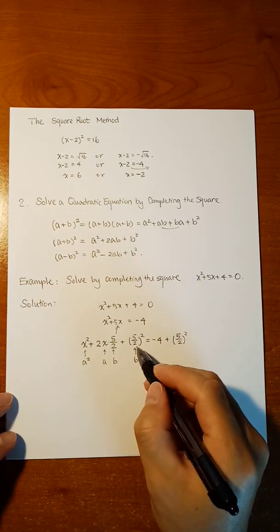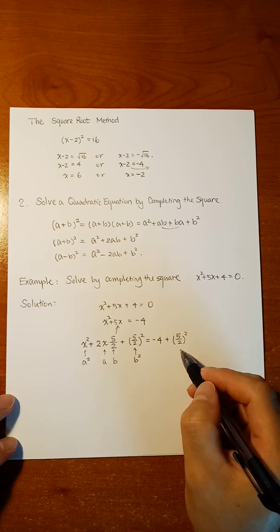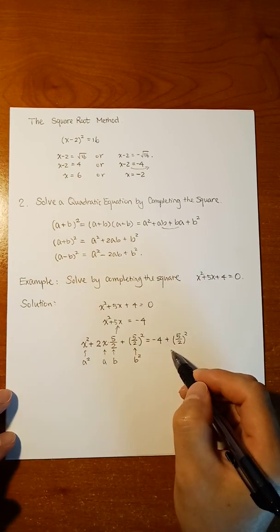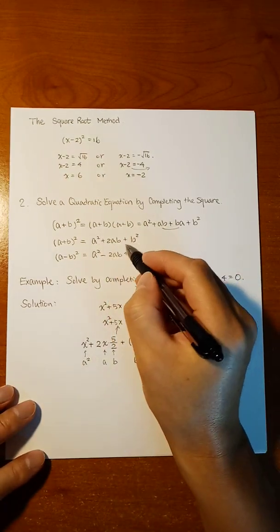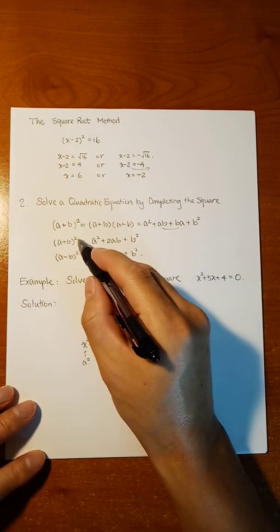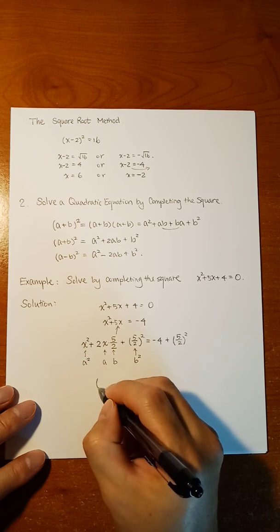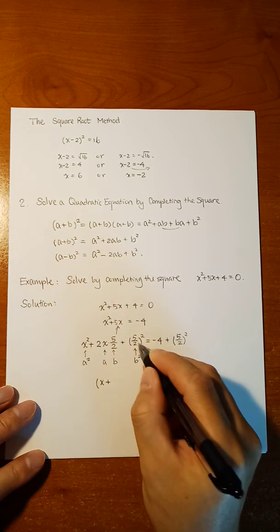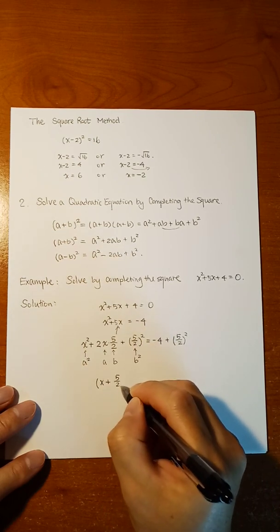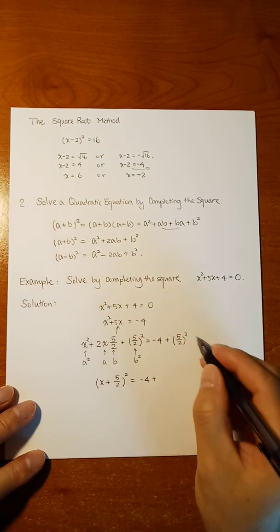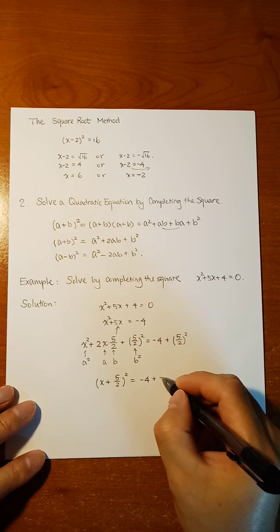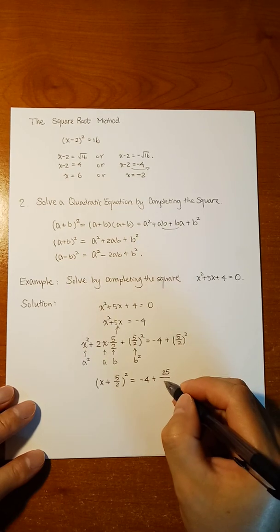You add b squared on the left hand side, you also add b squared on the right hand side to balance it. -4, you copy -4. Okay, so once you get those three terms, it is equal to a plus b quantity squared. So a is x, so it is equal to x plus b, which is 5 halves, squared. Right hand side is -4 plus 5 halves squared, which is 25 over 4.